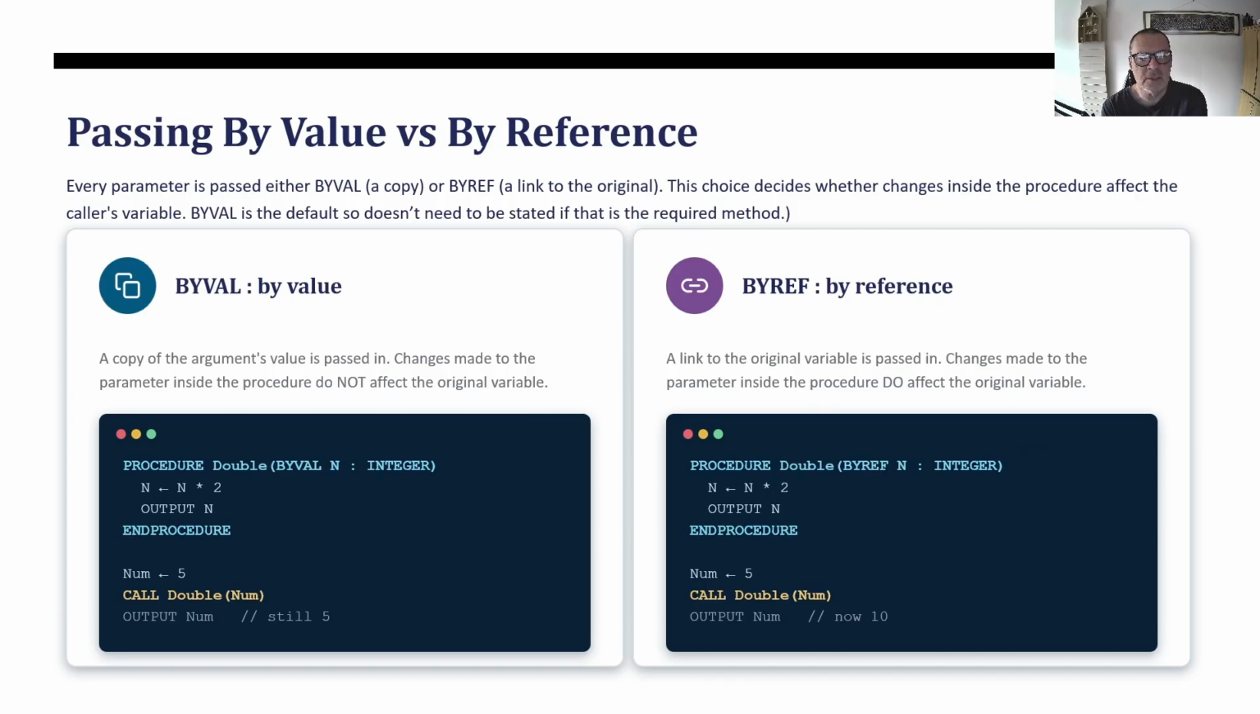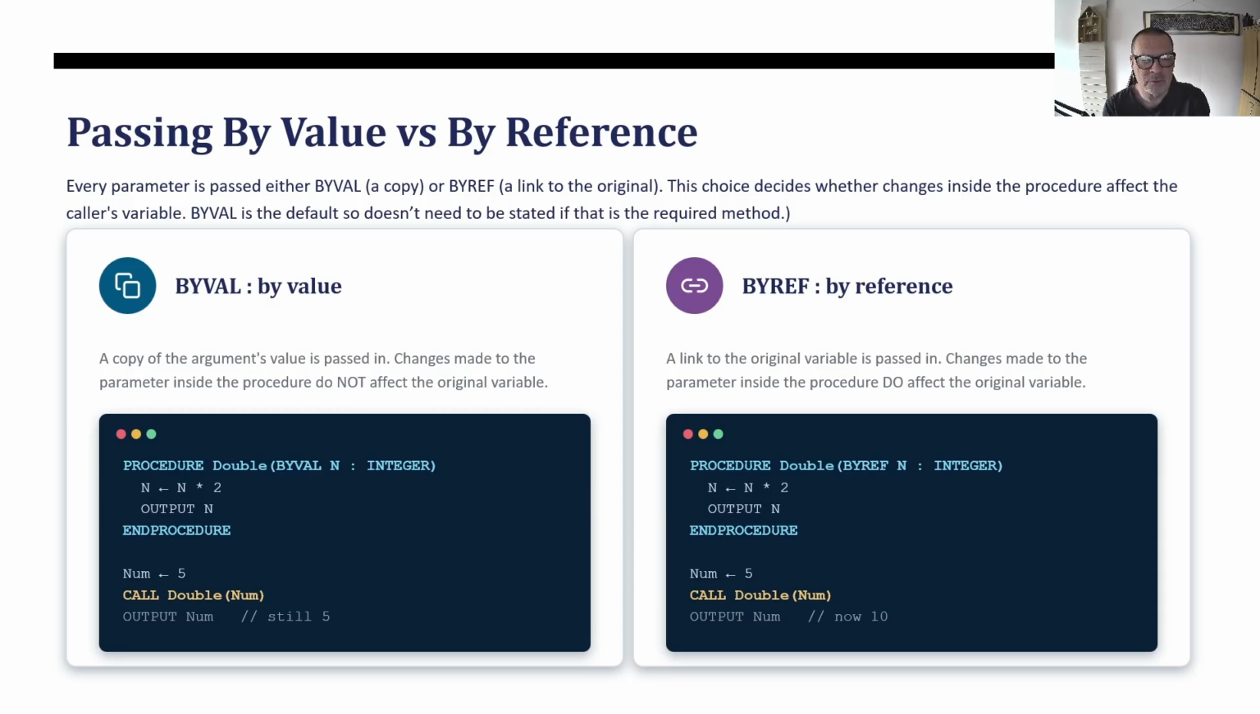Now there are two ways that we could pass these arguments into the parameters. We can pass by val or by ref. By val, you pass a copy of your argument into the parameter, and then it's used within the procedure. If you say by ref, then what happens is we get a link to the original variable passed into the procedure. So if you take the first one, by val is actually the default one. So if you don't mention it at all, then it will default to this by val.